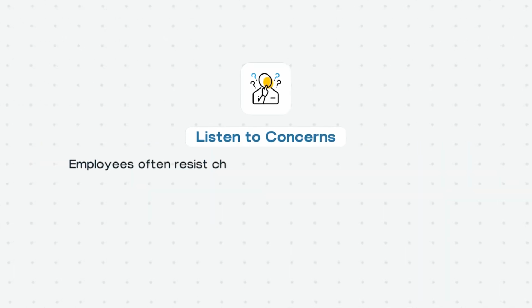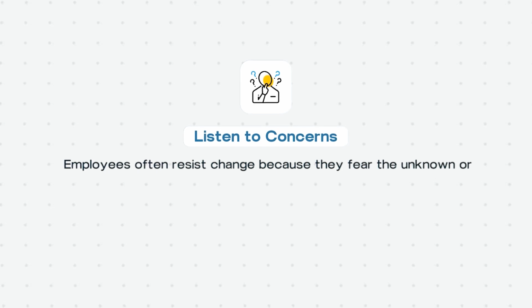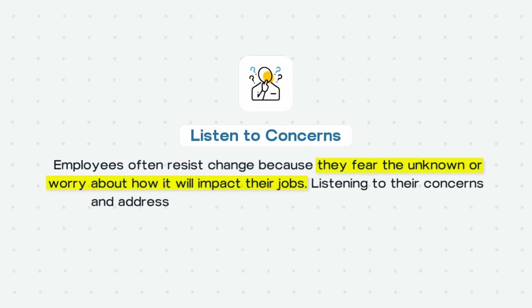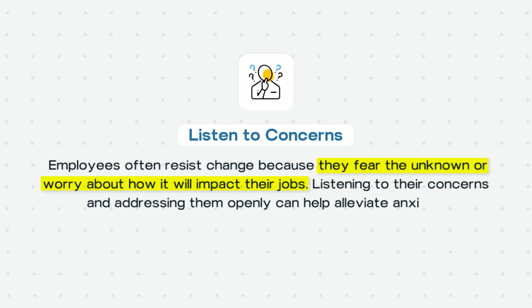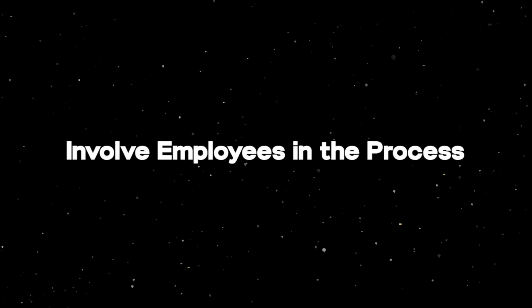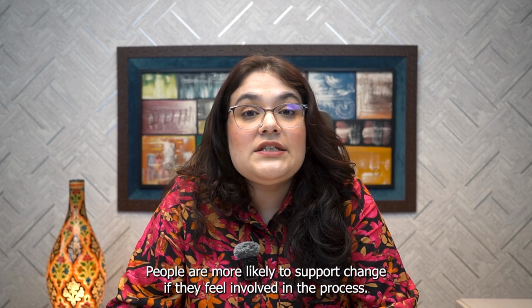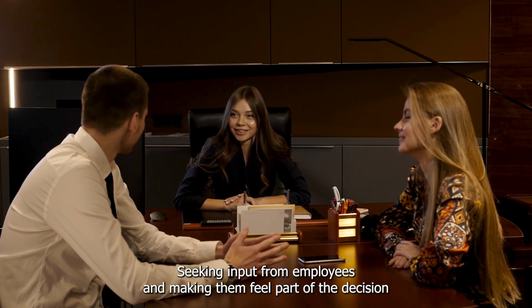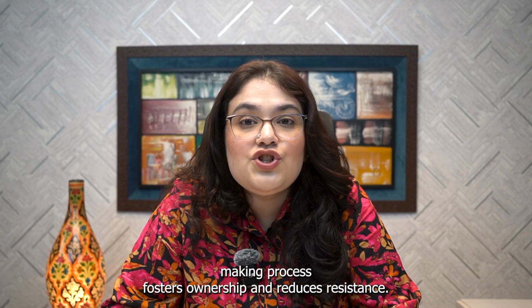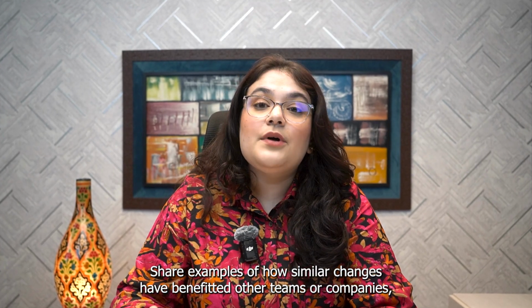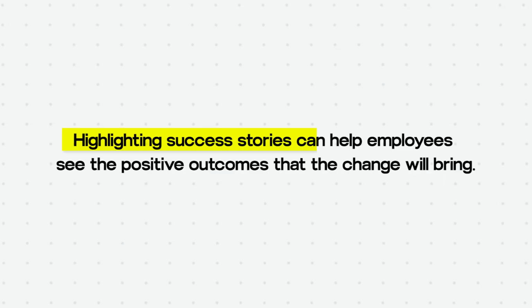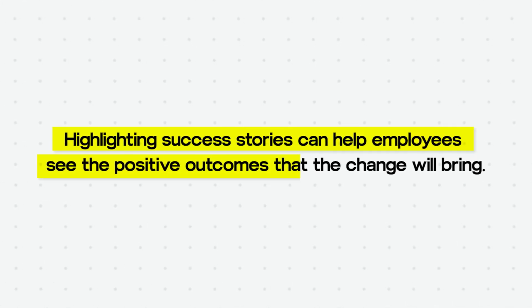Listen to concerns. Employees often resist change because they fear the unknown or worry about how it will impact their jobs. Listening to their concerns and addressing them openly can help alleviate anxiety. Involve employees in the process. People are more likely to support change if they feel involved in the process. Seeking input from employees and making them feel part of the decision-making process fosters ownership and reduces resistance. Highlight success stories. Share examples of how similar changes have benefited other teams or companies. Highlighting success stories can help employees see the positive outcomes that the change will bring.